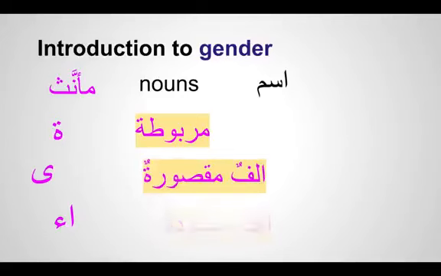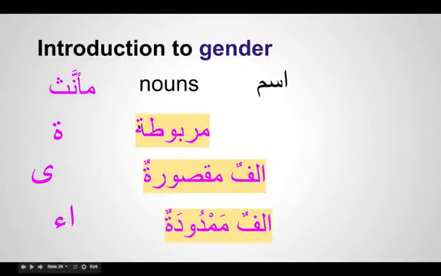So what are the ways a noun can be feminine? The most common one is Ta Marbuta. This is what we need to remember. However, there are other ways, Alif Maqsura and Alif Mamduda, which can make a noun feminine. Inshallah, we'll do plenty of practice and we'll understand this better.